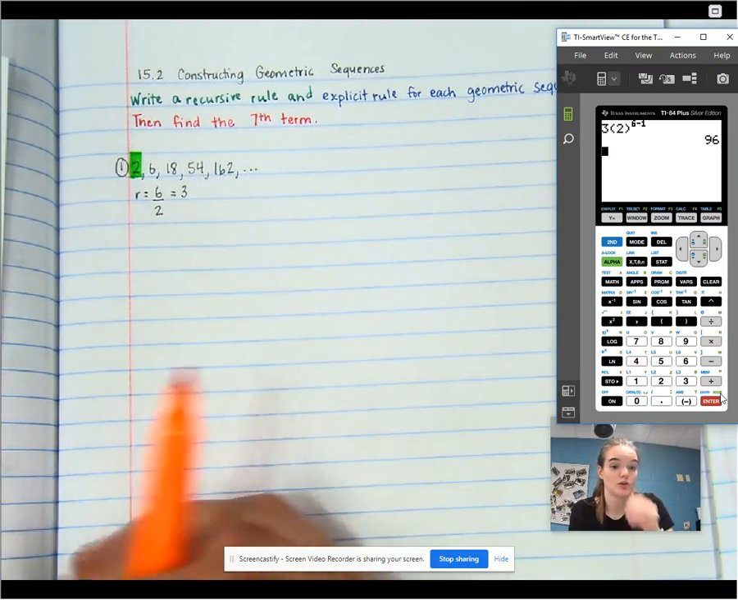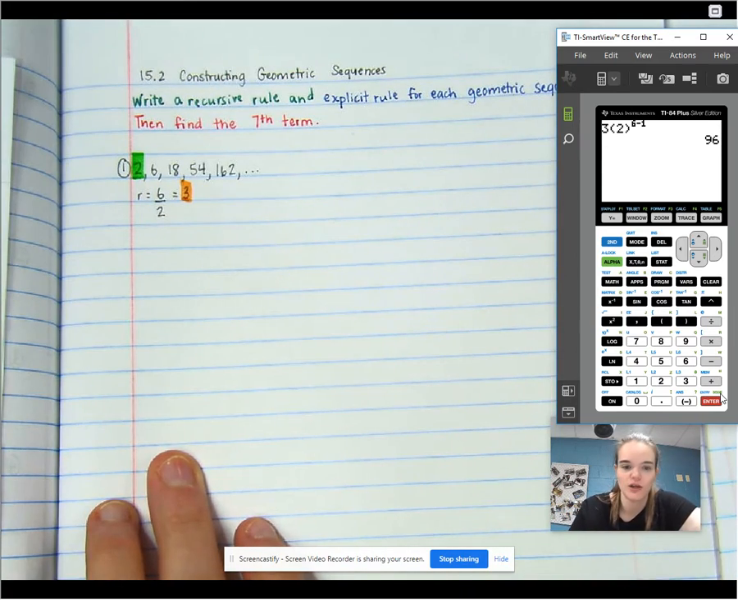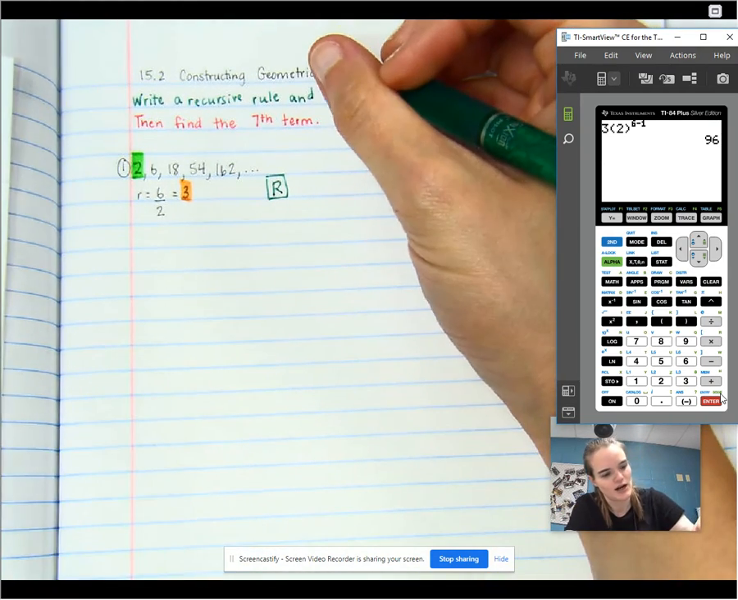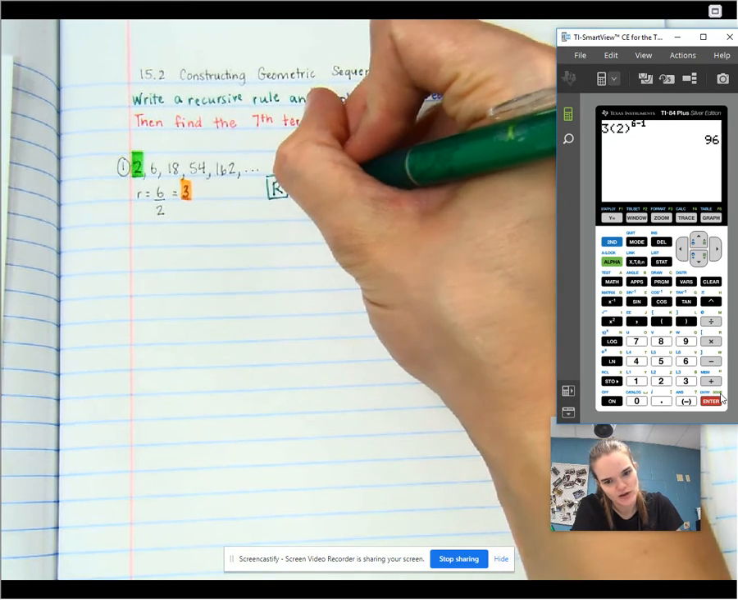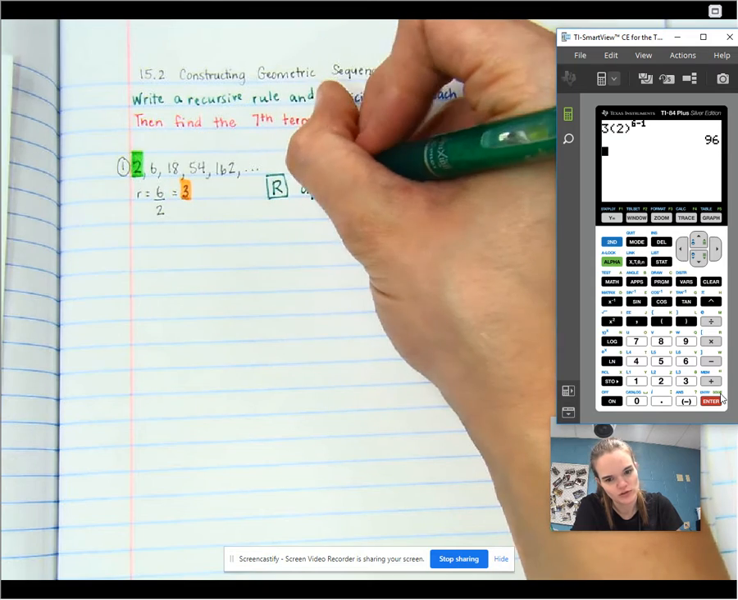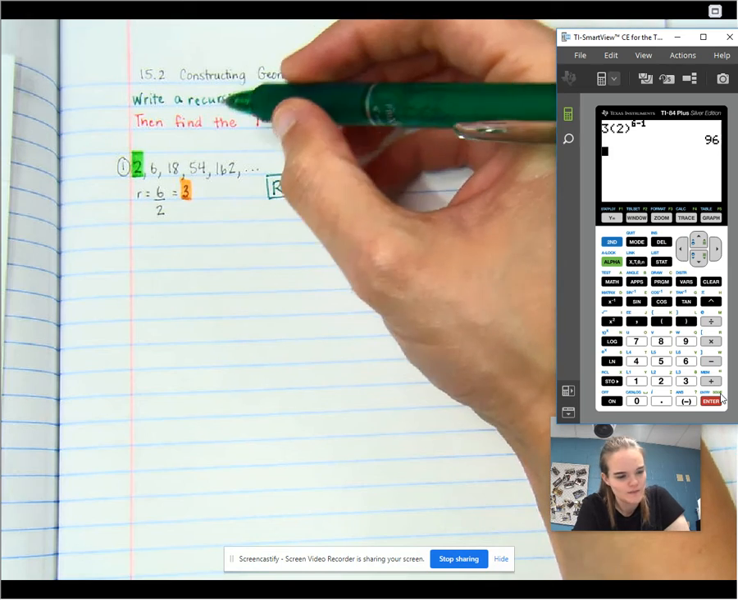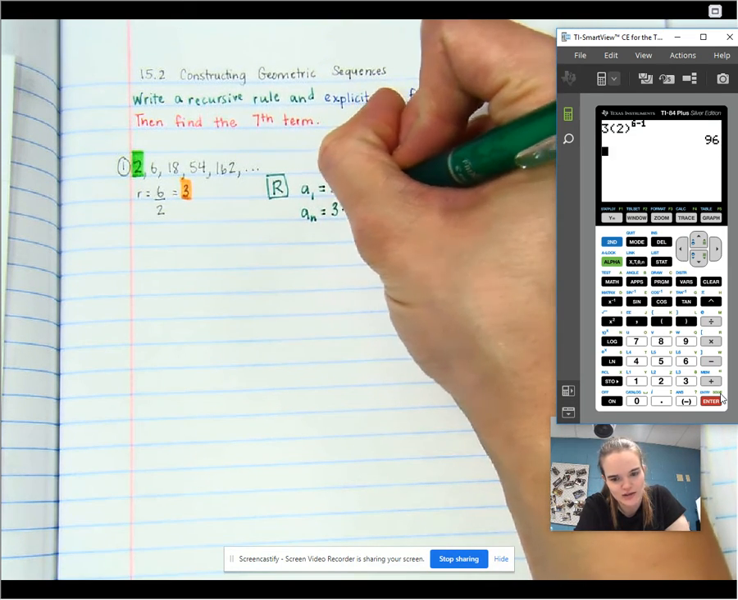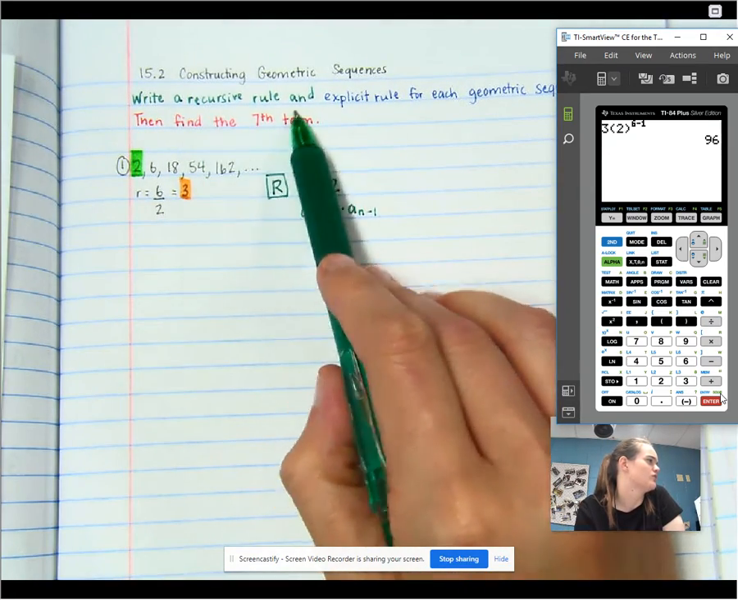Now, you need to have your foldable open that we just worked on so that you can answer these questions. So the recursive rule we're going to do first, and I'm going to put a big capital R for recursive. We've done that in the past. It's over here on my foldable, and it says to start that, we do A sub 1 equals the first term, 2, and then we skip a line and put A sub n equals the ratio times A sub n minus 1. That is the first part that says write a recursive rule.